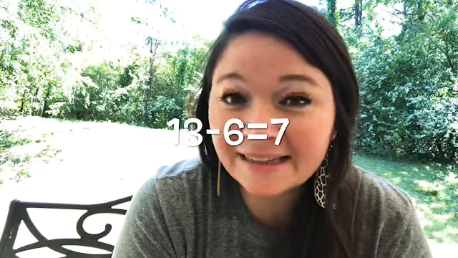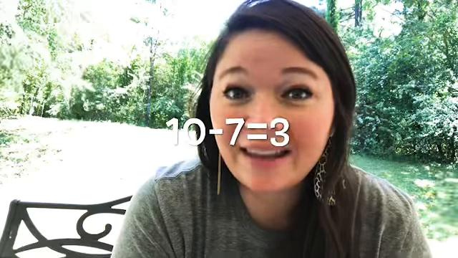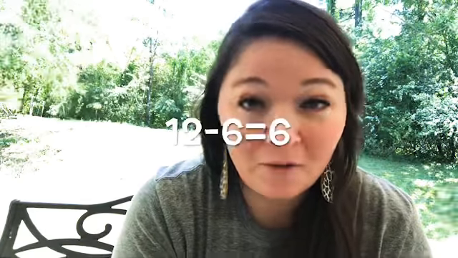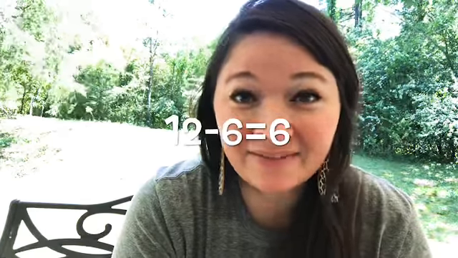7 minus 6, 1. I'm almost taking away that whole 7, but I'm leaving just 1 left. 14 minus 6, 8. 11 minus 6, 5. 8 minus 6, 2. 12 minus 6, 6. 10 minus 7, 3. 12 minus 6, 6.